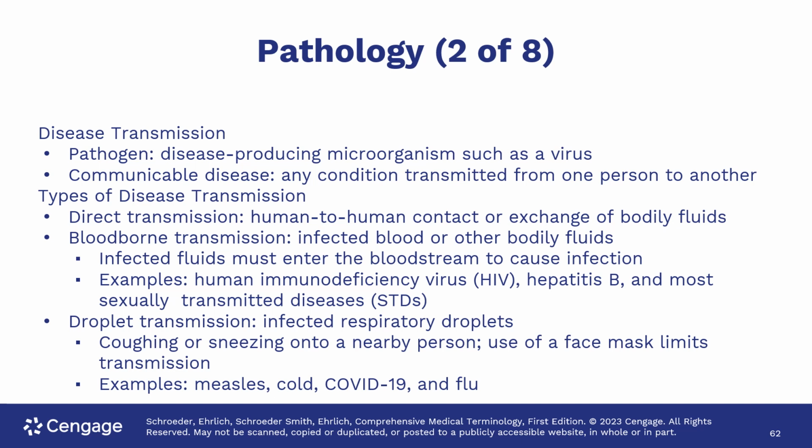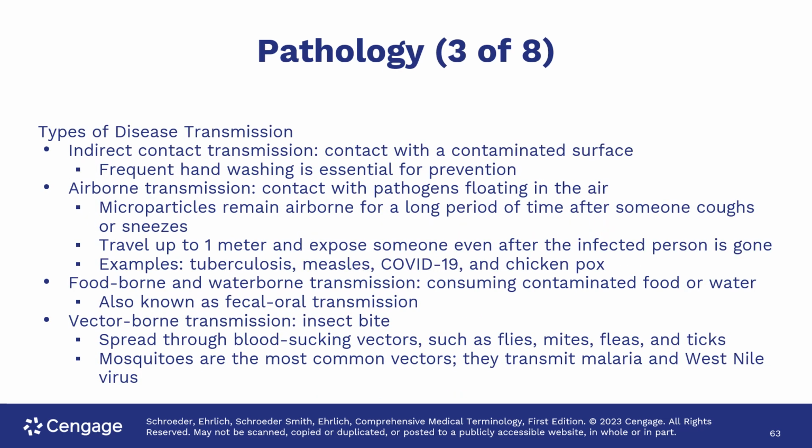Droplet infections are infections via respiratory droplets like coughing or sneezing. Indirect contact is contact via touching a contaminated surface. That's why you always wash your hands. Airborne, the pathogens are in the air. That's like COVID or the chickenpox. Food and waterborne, self-explanatory. And vector-borne are through insect bites like the West Nile virus or Lyme disease.